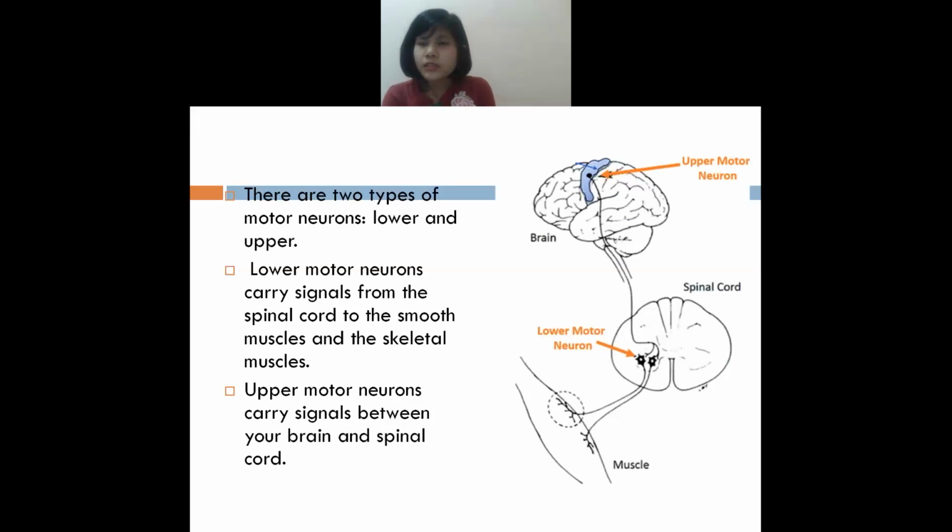So in this motor neurons also you will find two types.